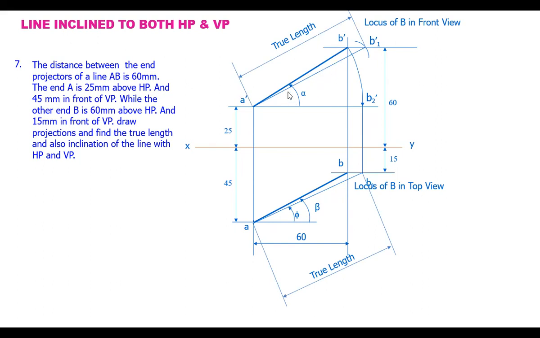Now, this line will be making angle theta. This is theta, the angle with the HP. So we have found the true length of the line and the true inclinations theta and phi with the HP and VP. Hope you have understood this problem very well.